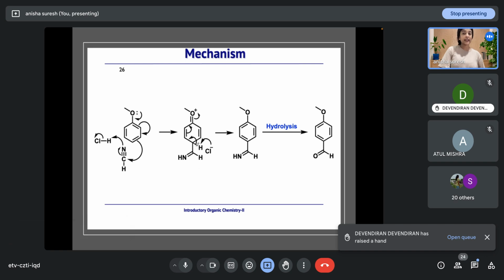Then Cl minus can abstract the proton for regaining the aromaticity. So it will regain aromaticity. We will get this imine and it can undergo hydrolysis giving this aldehyde. So this will be the major product, but the formation of the ortho product is also feasible, but it will be the minor product.